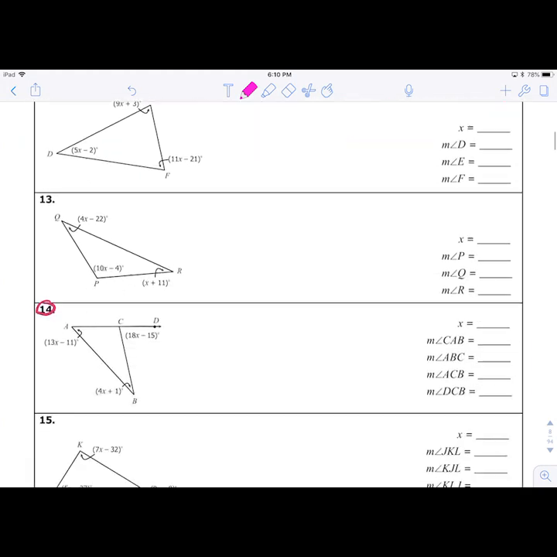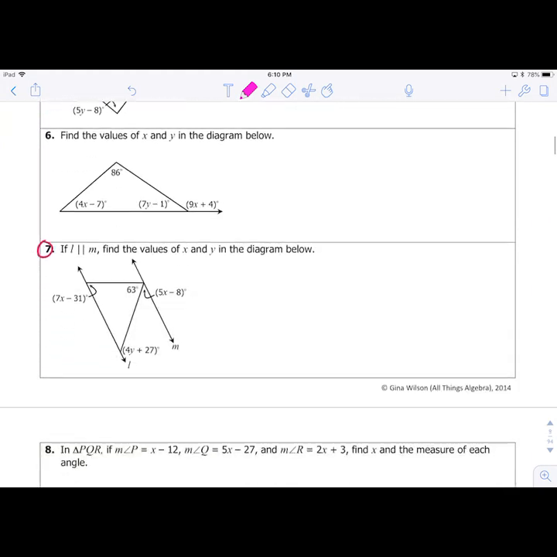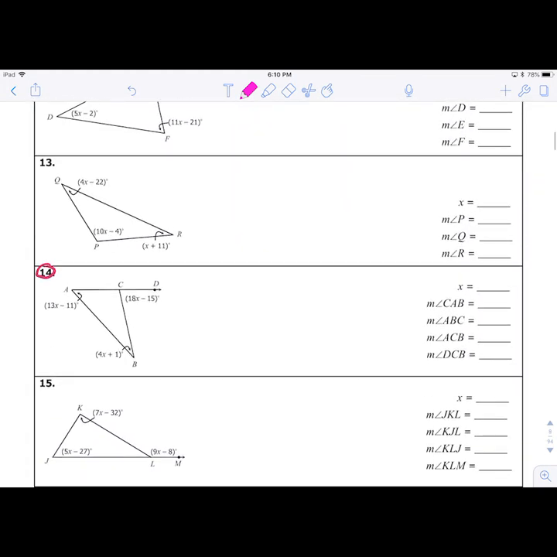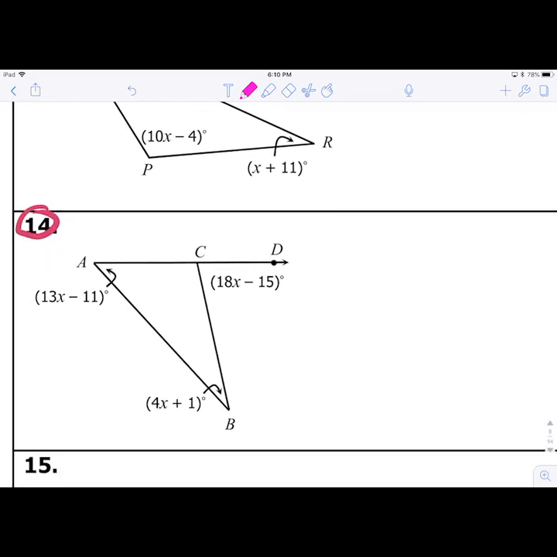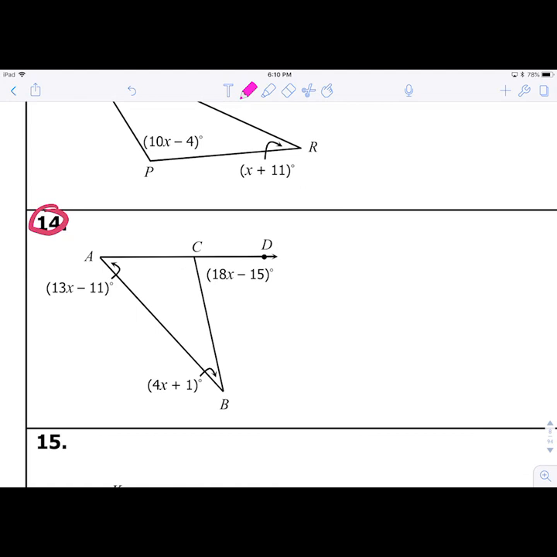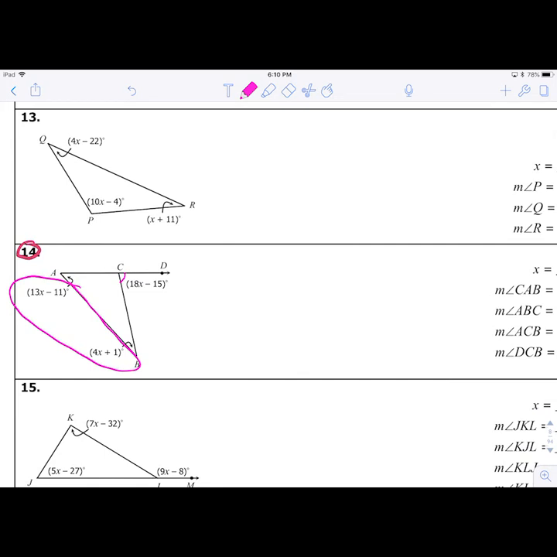All right, I think we got 3 more. Let's look at 14. We've got to solve for x, okay? This exterior angle out here is 18x minus 15. We know the 2 non-adjacent angles, which are these circled ones right here. If we add those up, we'll get the exterior angle. So let's set up that equation.